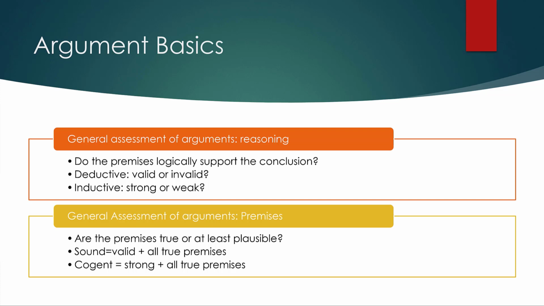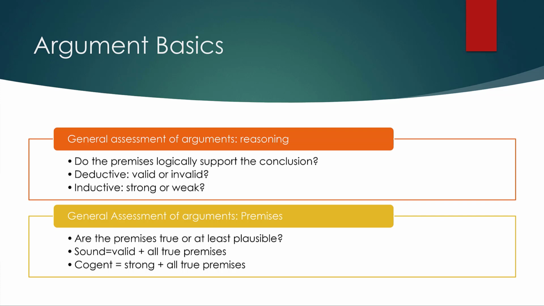And you can have garbage reasoning about good content. Ideally, of course, you want to have good reasoning about good content, just like with cooking. You want good cooking with good ingredients. So that's how you assess arguments in a very general sense. Is the reasoning good? And is the content good? And this works with anything.